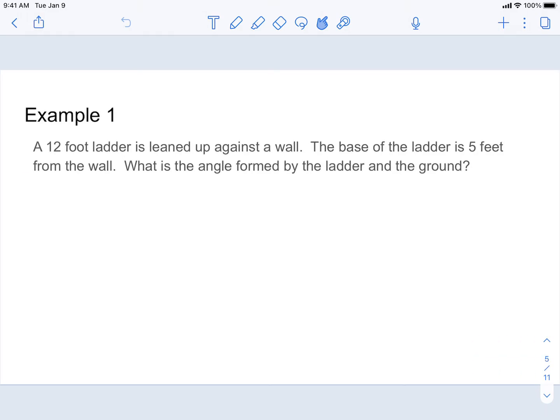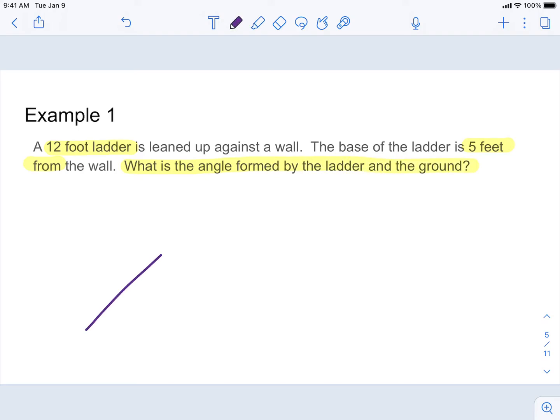All right, so taking a look at this first one. A 12-foot ladder is leaned up against a wall. The base is 5 feet from the wall. What angle is formed by the ladder and the ground? All right, so we've got our important information here. 12-foot ladder. The base of the ladder is 5 feet from the wall. And we want to know what is the angle formed by the ladder and the ground.